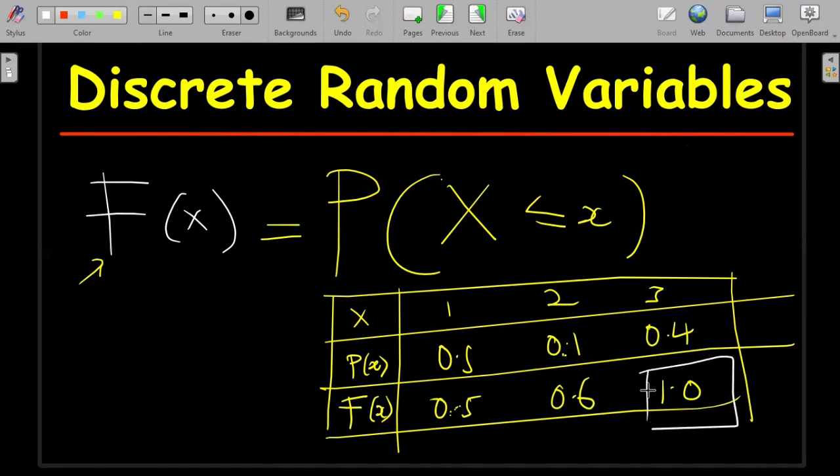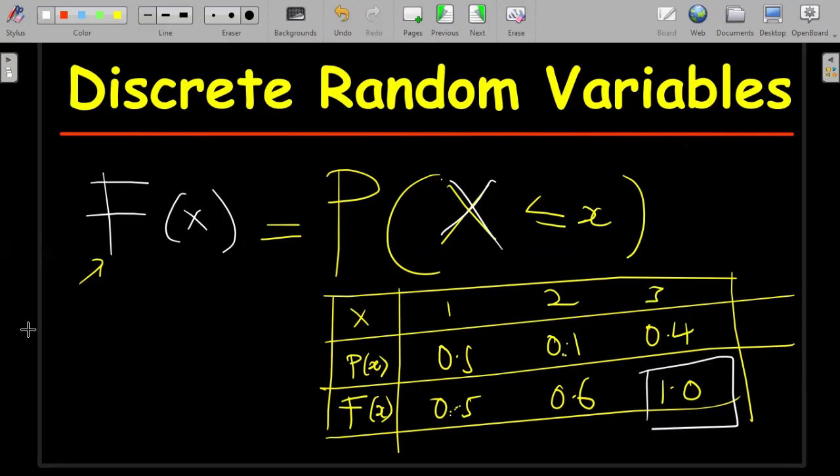If you find any other number here at the end, just know that you've gone wrong somewhere, because the total cumulative probability should always be 1. So that's what it means here. It means this x value is taking the probability at a certain value of x, but also considering all the values of x that are less than it.